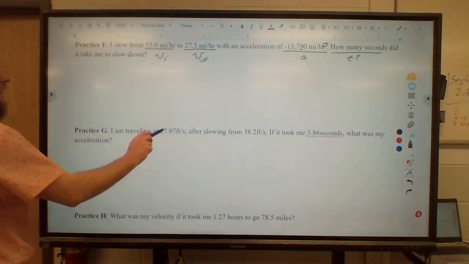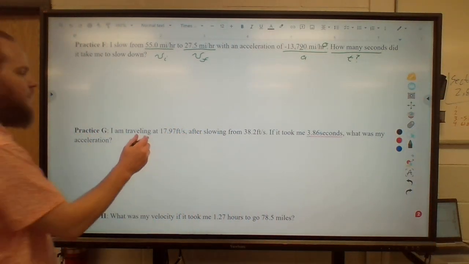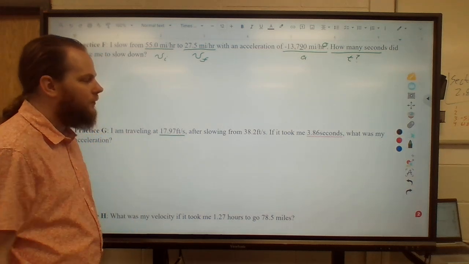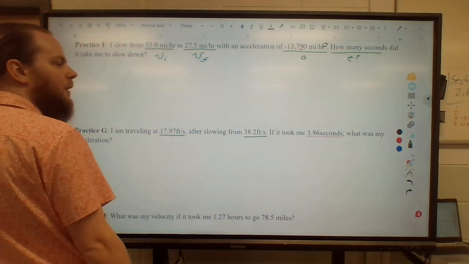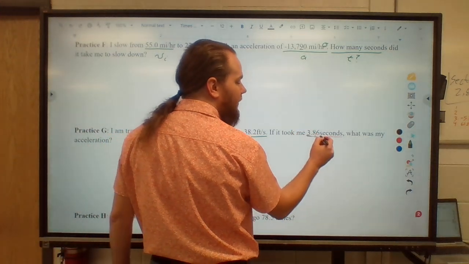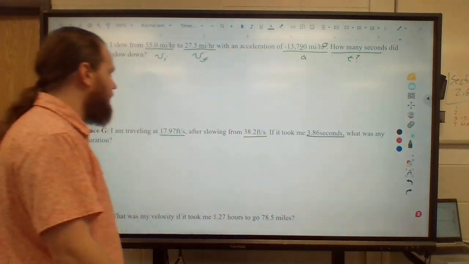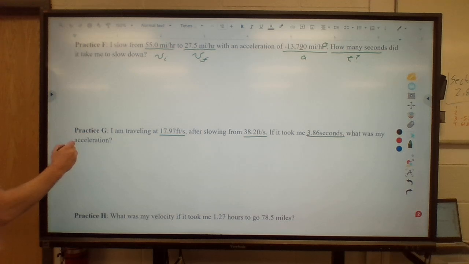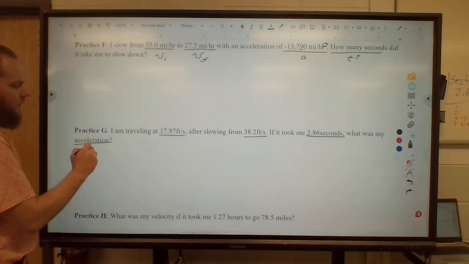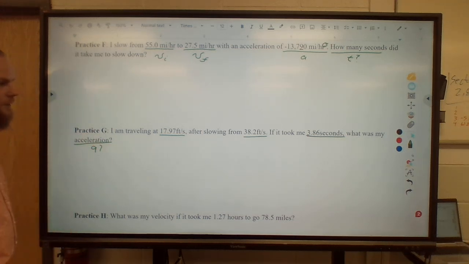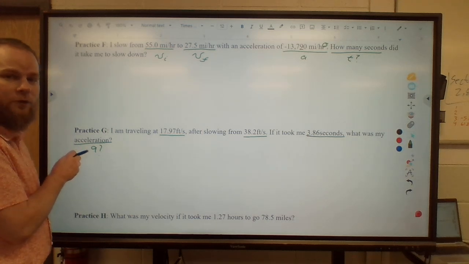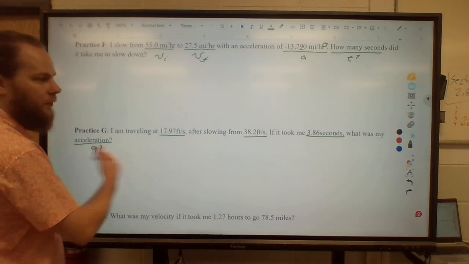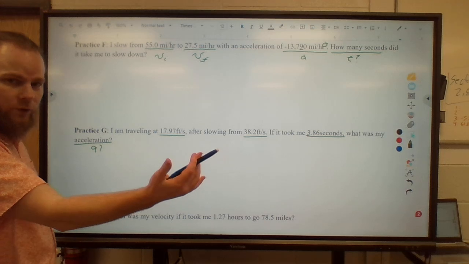Okay, I am traveling at 17.97 feet per second, so that's our first value, after slowing from 38.2 feet per second. Another value, if it took me 3.86 seconds, what was my acceleration? Okay, well, acceleration, question mark. This right here tells us this has to be an acceleration equation, because we have acceleration. We also have four things underlined, so acceleration equation.